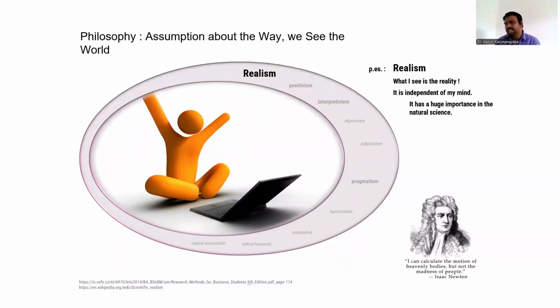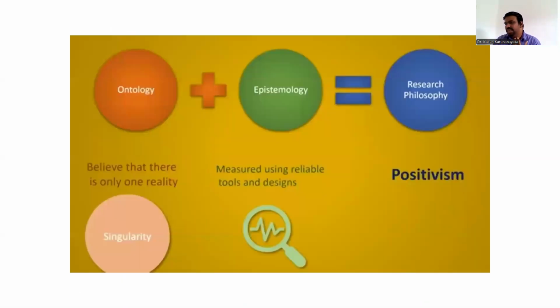So realism is about what I see is the reality, right? If you see something, then a realist believes that it is correct. So it is independent of your mind, but using observations, you understand the world. So that is realism. And positivism. Positivism is derived from the ontological perspective of believing that there is only one reality, and the epistemological perspective that knowledge can be measured using reliable tools and designs. So then we can derive the research philosophy of positivism.